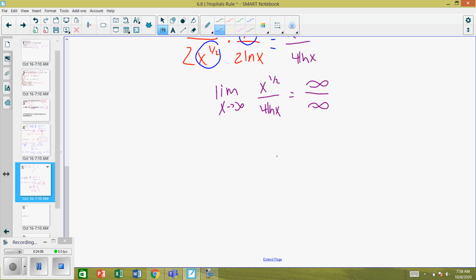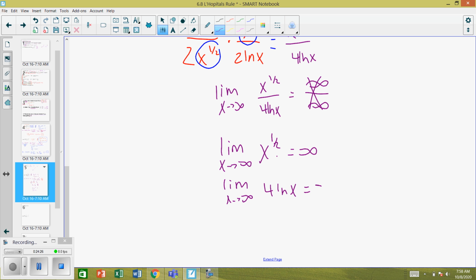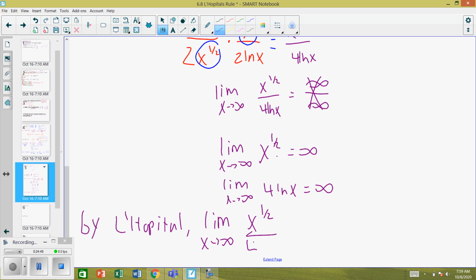So what I would like for us to do is not write it this way, but show it as the limit as x is approaching infinity of x to the 1/2, and say that that equals infinity, and say that the limit as x is approaching infinity of 4 ln of x also equals infinity. So when we show that indeterminate form, we're going to say by L'Hopital, the limit as x is approaching infinity of x to the 1/2 over 4 ln of x.